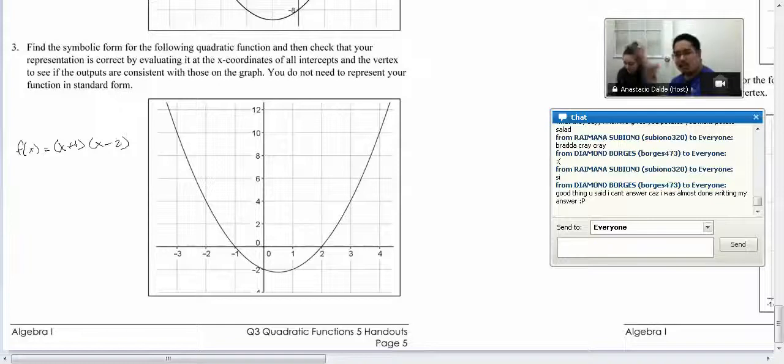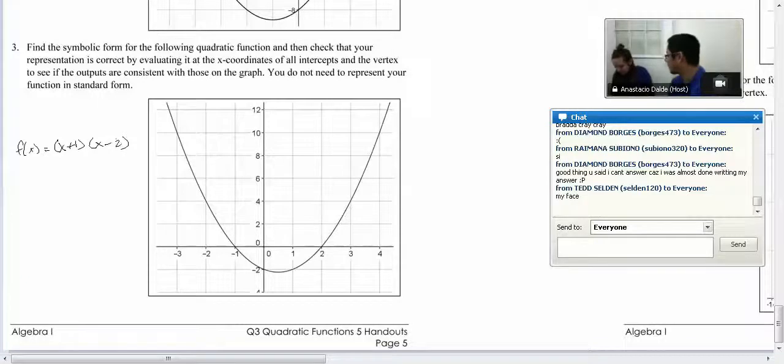Where did you get x plus 1? Negative 1. Yeah, because it crossed right here, so you know that it must be that. X plus 1. You understand what's going on here, right? All right, good. Where'd you get the x minus 2? From the 2, yeah. Exactly. Right there. Very good. Awesome.